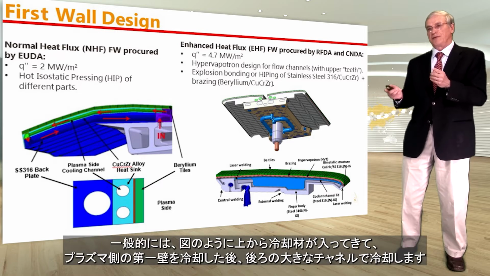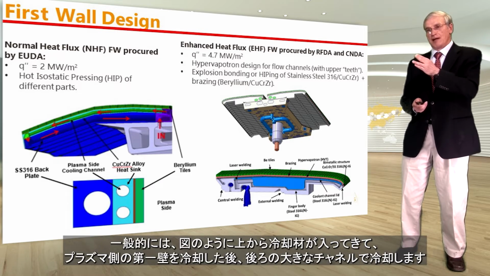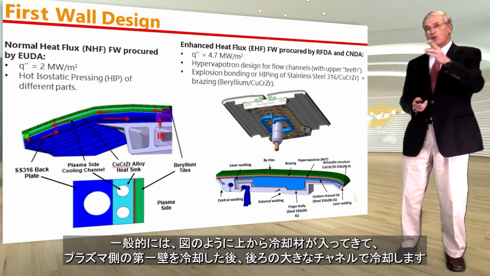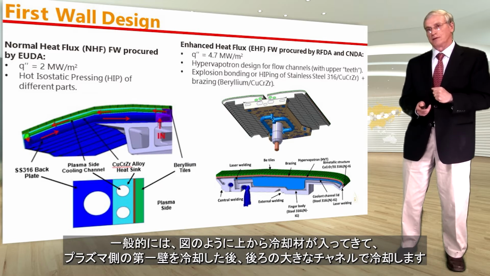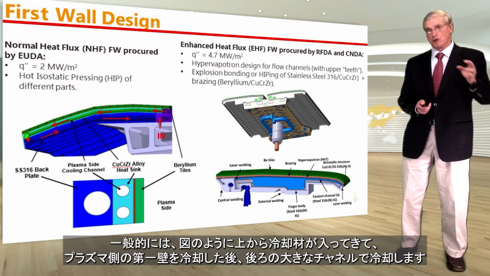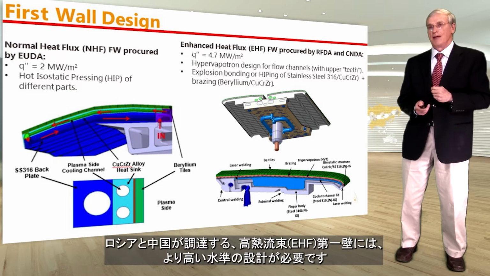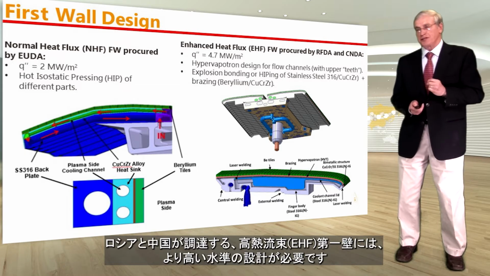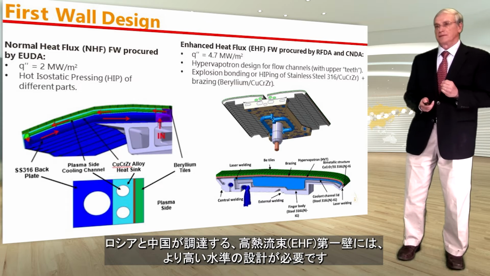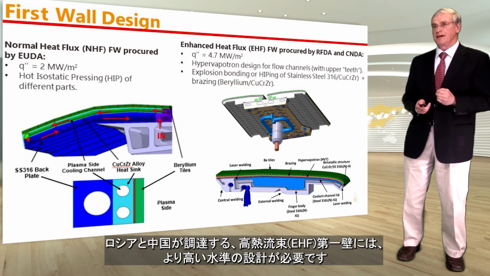So typically, if you look at the figure just on top of it, the coolant will come in, cool the first wall plasma side, and then come back and cool the larger channel at the back, and then exit.